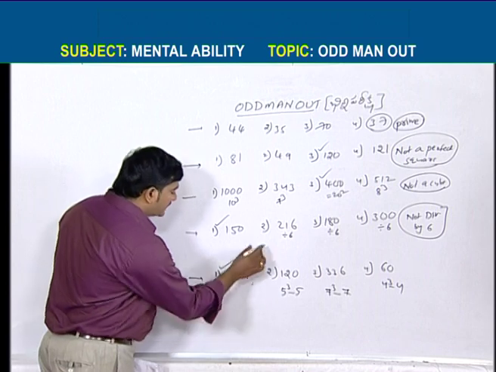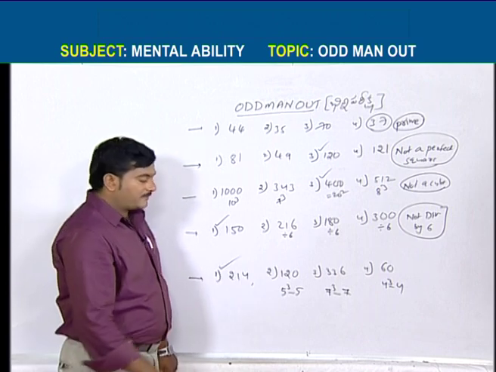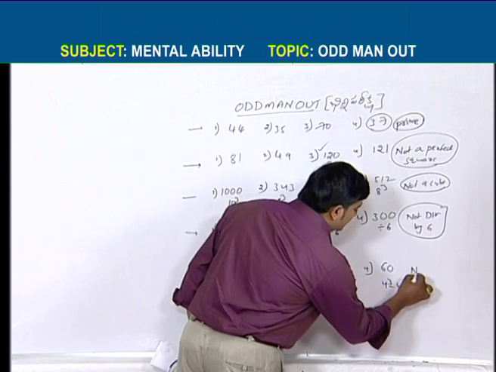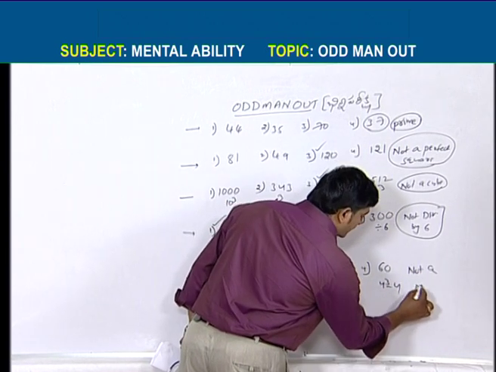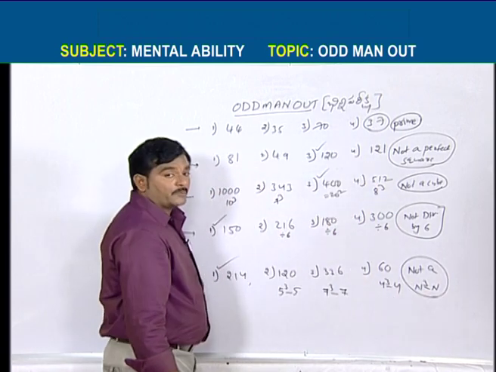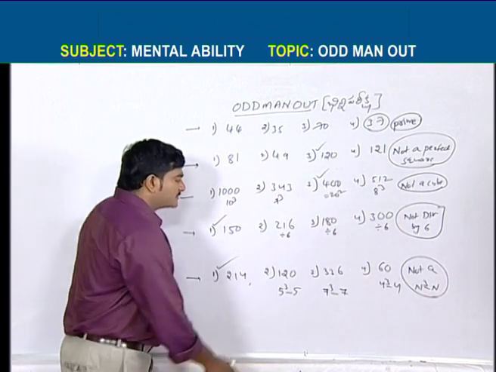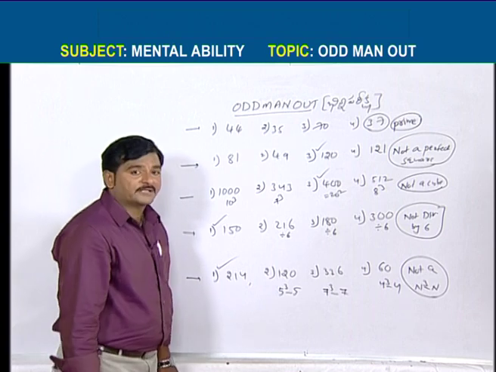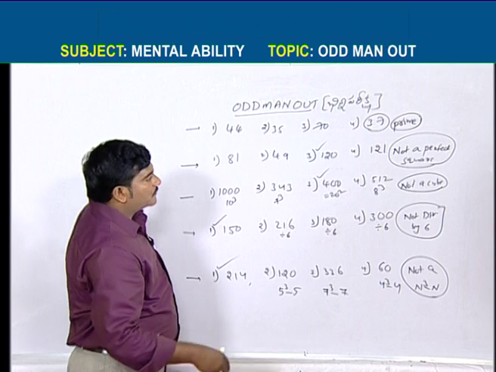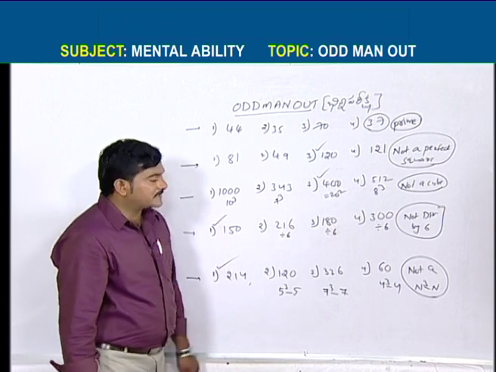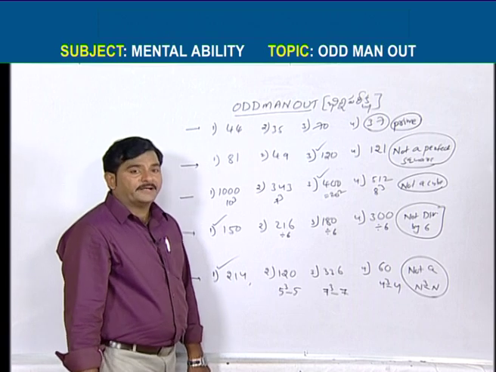That's why the different number here is 214, and all the remaining ones follow the n cube minus n concept. I am writing the pattern: not n cube minus n. So the answer for this question is the first option. Like this, the first one is about prime, the second one square, the third one cube, the fourth one divisibility concept, and the fifth one n cube minus n concept.